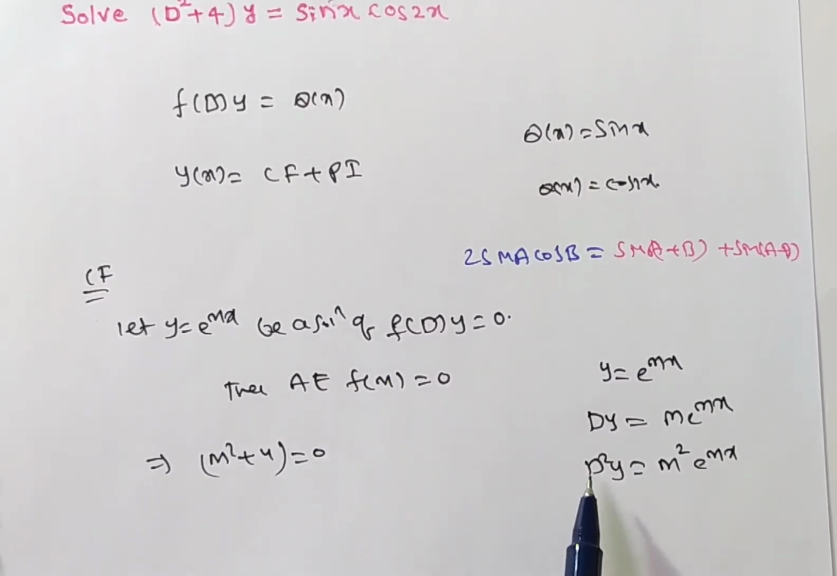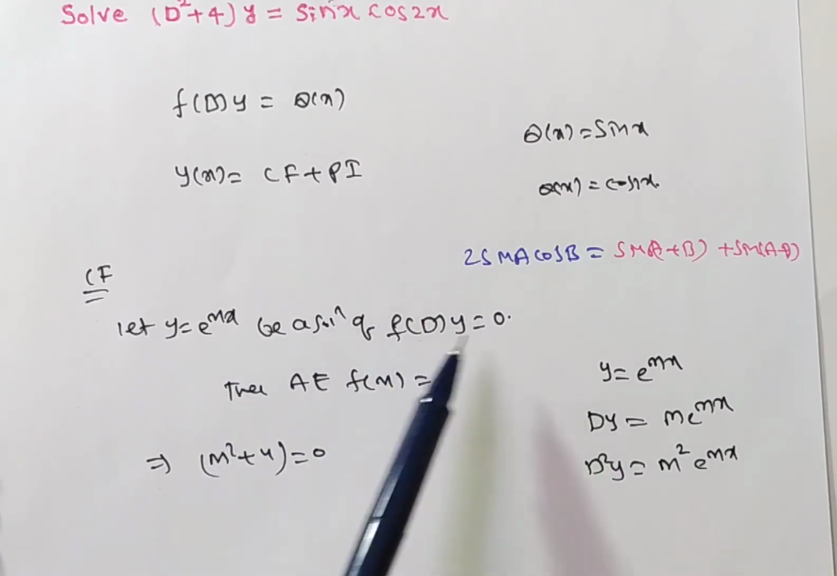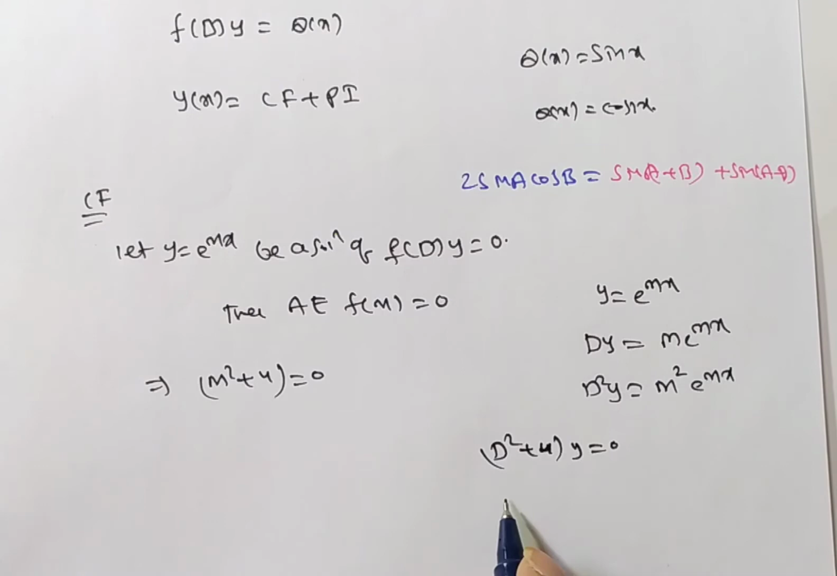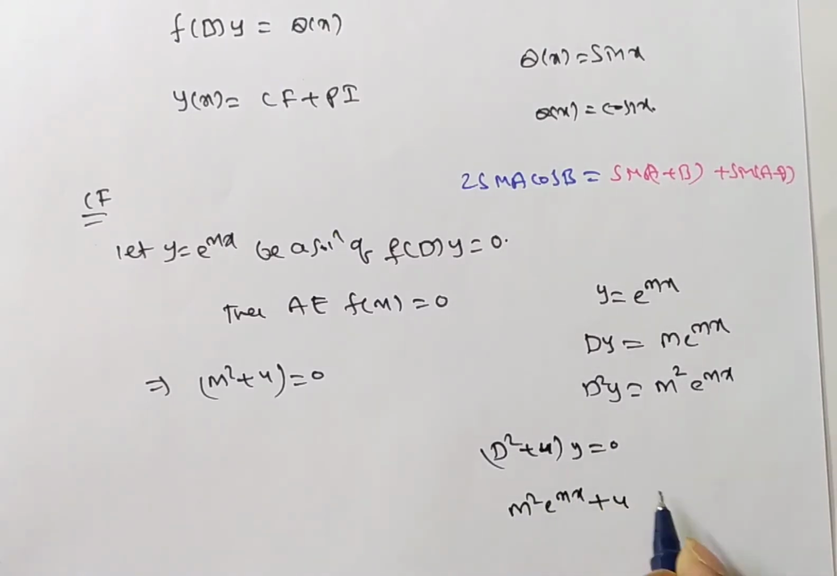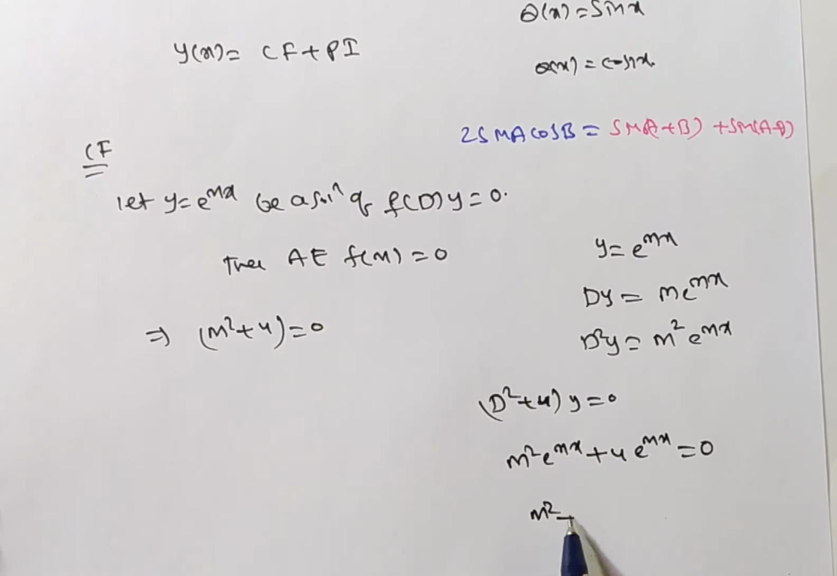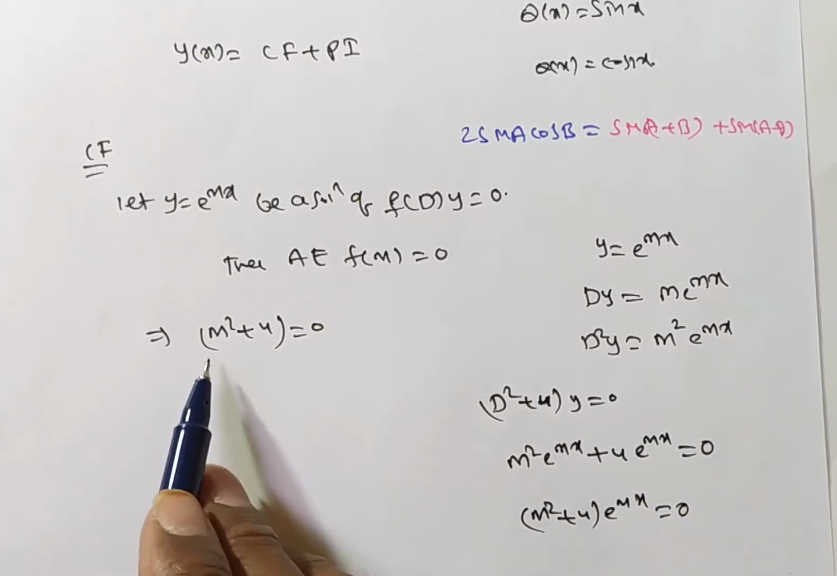Now you observe, these two values you substitute in f(D)y = 0. What is f(D)y? You have (D² + 4)y = 0. Now D²y, what can I write here? m² e^(mx) plus 4 times y, which is nothing but e^(mx), is equal to 0. So you will get e^(mx) as common: e^(mx)(m² + 4) = 0. e^(mx) is never 0. So which is 0 now? m² + 4 = 0.